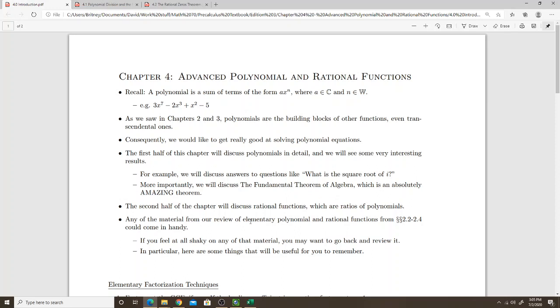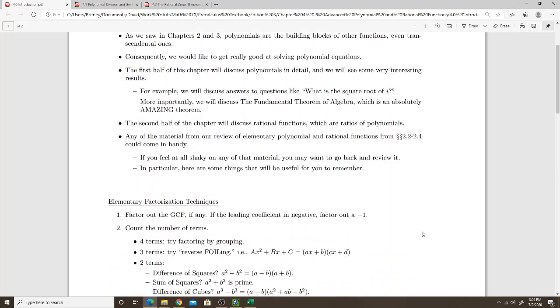The second half of the chapter is going to discuss rational functions, being ratios of polynomials, as we discussed back in chapter 2. So again, take a look at sections 2.2 through 2.4 if you feel like you're shaky on any of the stuff you should know about polynomials or rational functions.